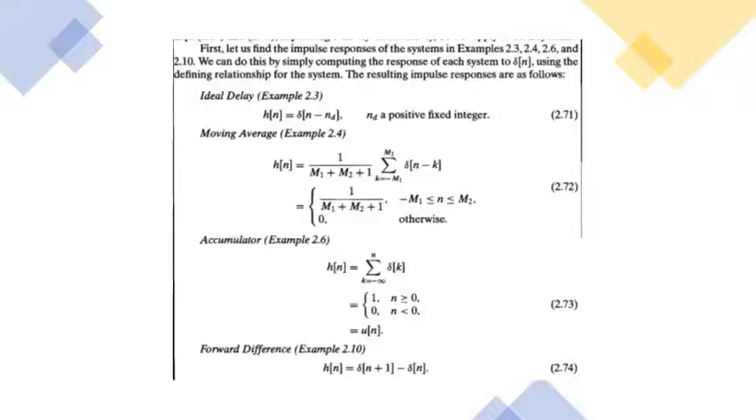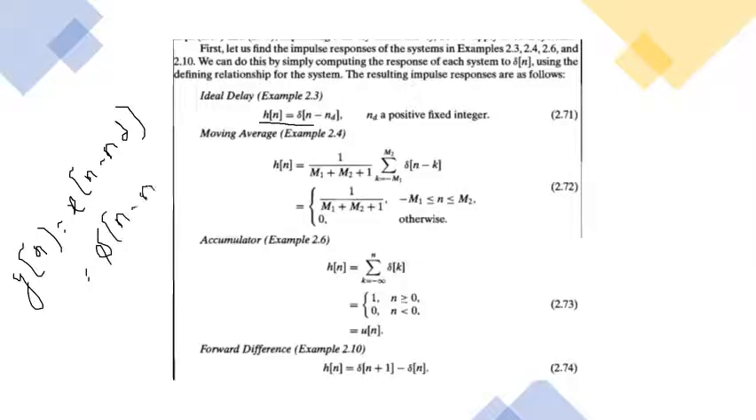So here we have examples of a few impulse responses. This is the ideal delay system. We know that the ideal delay system is defined as y of n is equal to x of n minus nd. All you need to do to find the impulse response is replace the input with the delta function or impulse. So the output will be the impulse response.